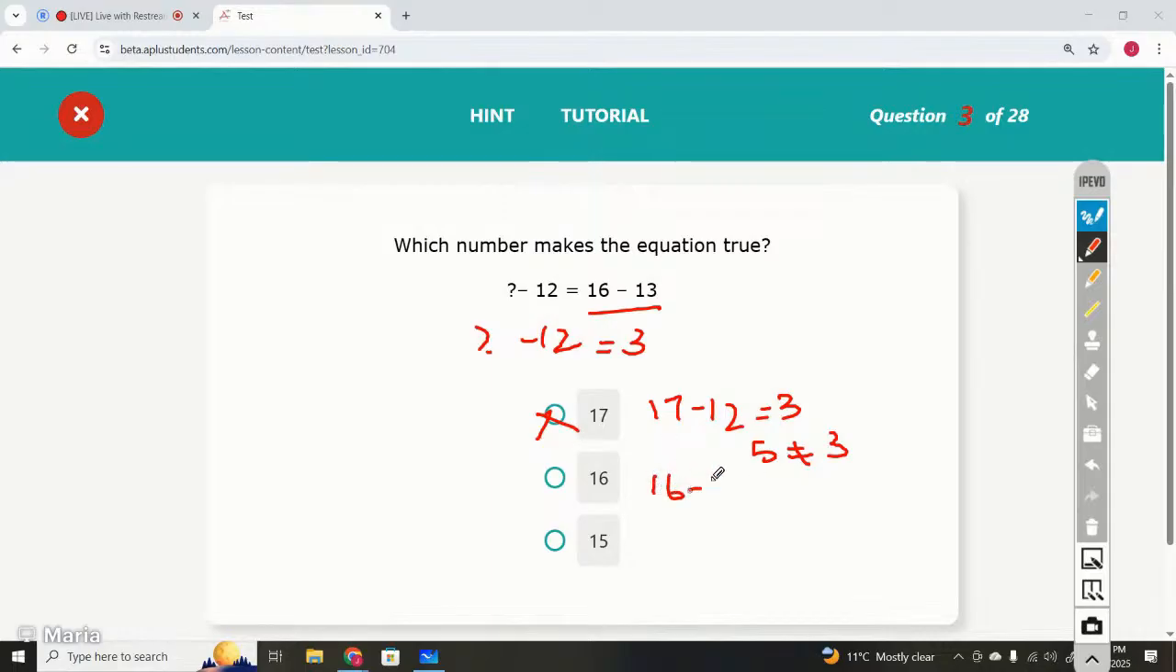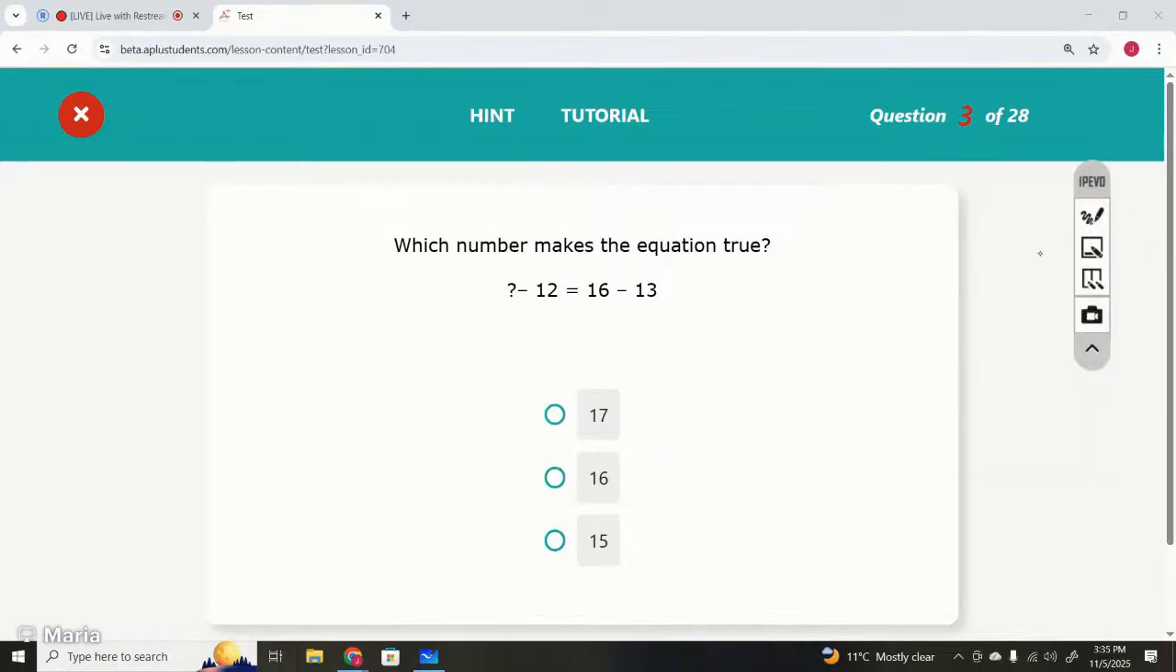Now look at the second one. 16 minus 12 is 4. 4 is not equal to 3. This is also not the correct option. Now look at the last one. 15 minus 12. 12, 13, 14, 15. 3 is equal to 3. So the correct option is 15. Option number 3 is the correct option.